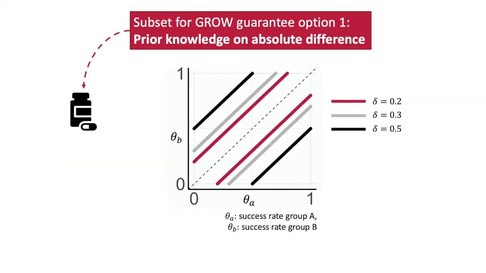As a first option for defining this subset, we could take the set of all distributions where there is a certain minimal absolute difference between the success rates in groups A and B. Such a design will often be relevant in the medical field, where treatment effects of a drug will only be considered clinically relevant when it crosses a certain threshold.